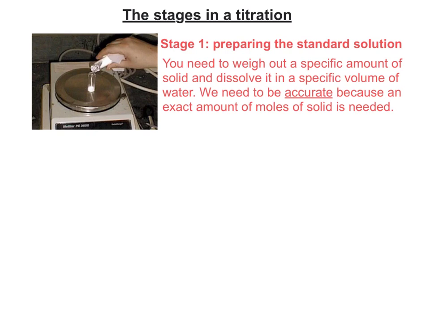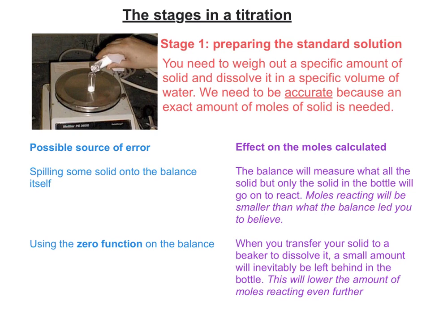So the reason for that accuracy is because an exact amount of moles of solid is needed if we want to know what the exact concentration is. So if we look at two common procedural mistakes that will affect the amount of moles that's actually reacting, the first one is spilling some solid onto the balance itself. So the balance will pick up the mass of that solid, but because that solid isn't in the bottle, it won't go on to react, because you're only going to transfer what's in the bottle into a beaker to dissolve it.